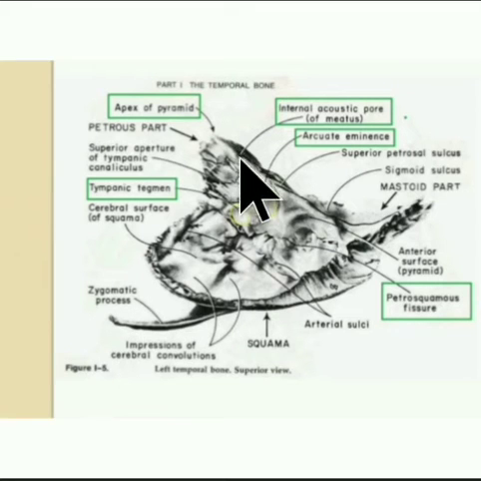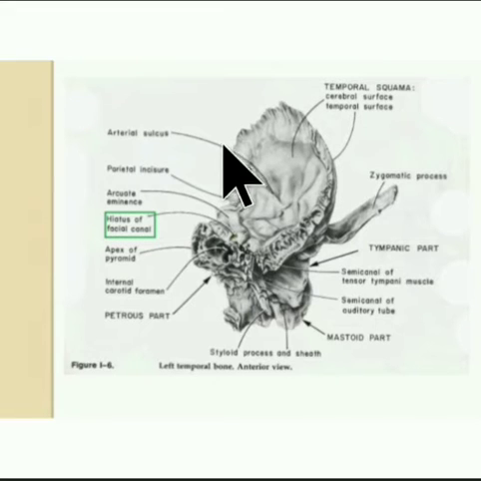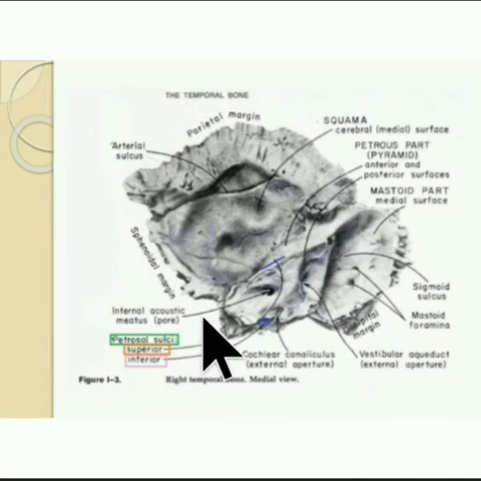You can see an opening here near the apex. This is called the internal acoustic pore or internal acoustic meatus. So here is the tegmen tympani, arcuate eminence, petrosquamous part, and the internal acoustic pore or meatus. Near the apex of the petrous temporal bone, there is a medial opening, which is called the hiatus of the facial canal. In the middle part of the petrous part there is an internal acoustic meatus, and in the medial portion there is a small opening which is for the facial canal.